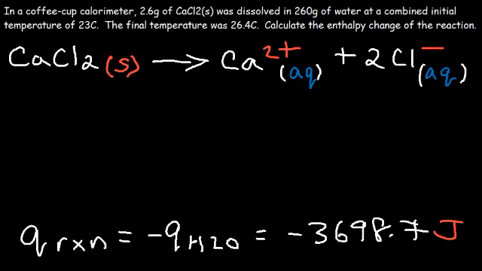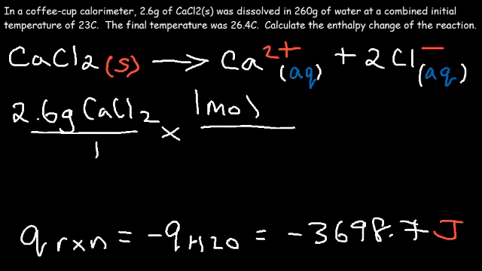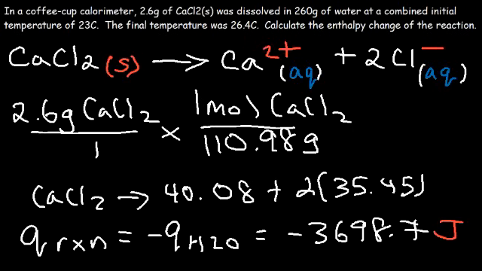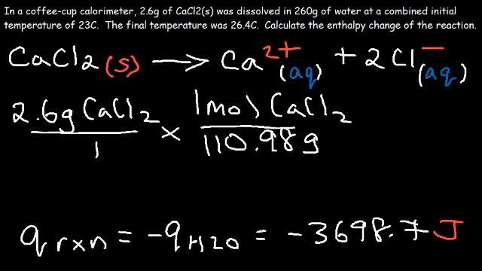Our next step is to take the grams of calcium chloride and convert it to moles. So what is the molar mass of calcium chloride? The molar mass of calcium is about 40.08, and the molar mass of chlorine is 35.45. 35.45 times 2 is 70.9, plus 40.08, that's about 110.98. So the molar mass tells you the ratio between grams and moles. For calcium chloride, if you have 1 mole of the substance, then you have a mass of 110.98 grams. If we divide these two numbers, 2.6 divided by 110.98 is equal to 0.02343 moles.